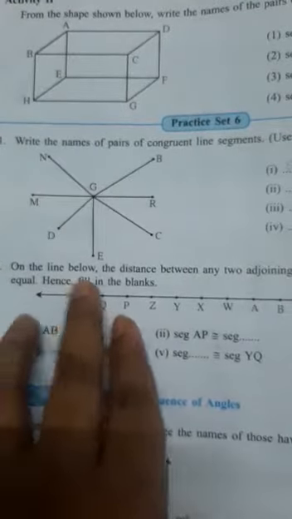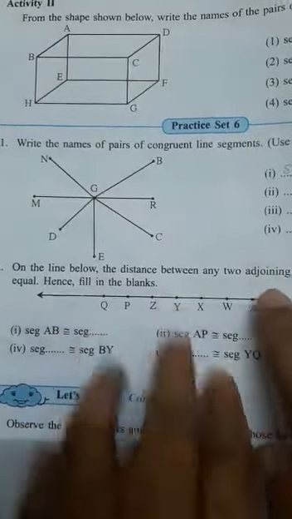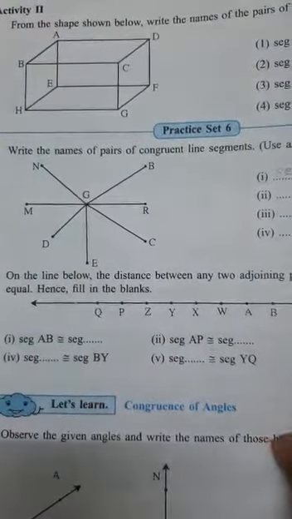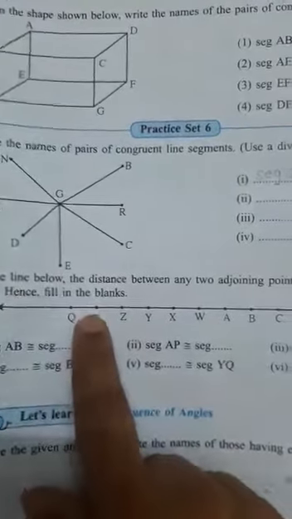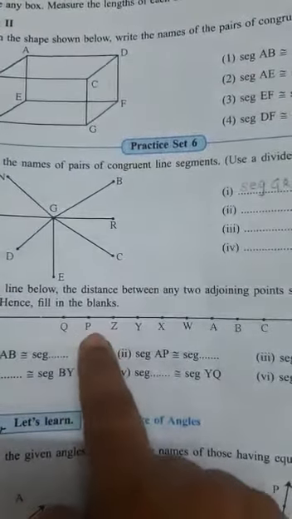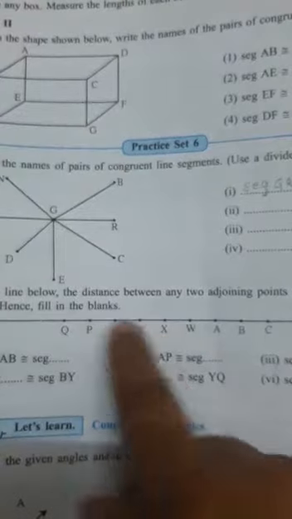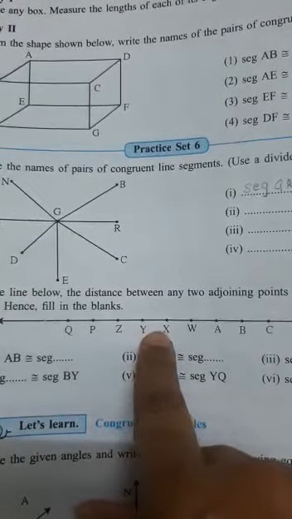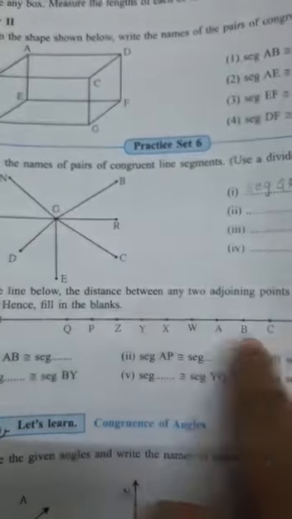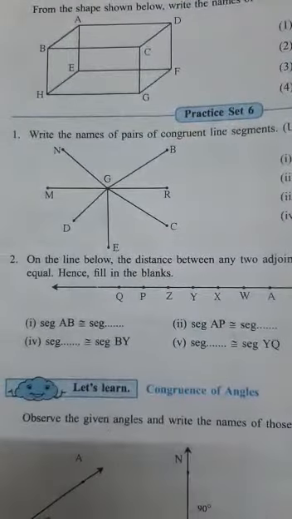On the line below, the distance between any two adjoining points shown on it is equal. Hence, fill in the blanks. So here they have placed some points over here at the same distance from each other. So each point is at the same distance from its other point. So we have to fill in the blanks over here.